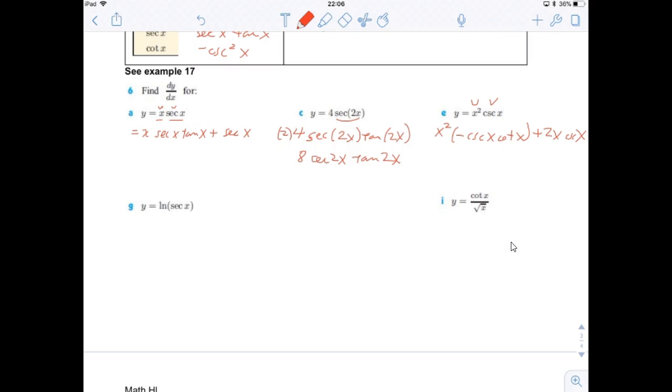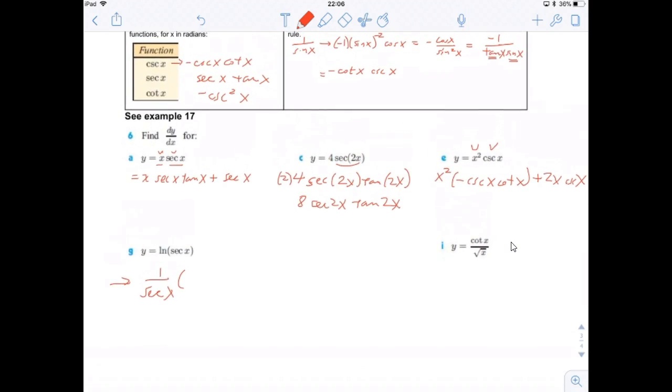G, take the derivative of natural log of secant x. So the derivative of natural log of something would be 1 over the something. And then we take the chain rule of the something. So the chain rule of secant would be secant x tangent x. And so do you see how the secants cancel out? So what we're left with is tangent of x. Pretty weird.